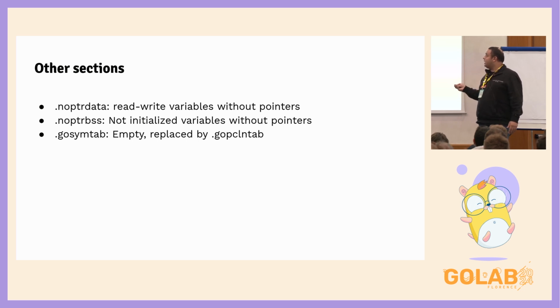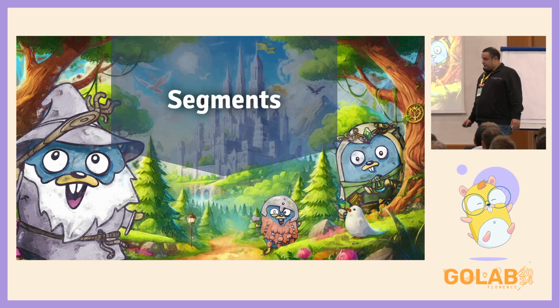And then the Go Sync tab is going to be empty because it was replaced by the Go PCLN tab back in, I don't know if it was Go 1.12 or something like that, but it was replaced in the past. Now it's empty and it's there for compatibility reasons, I think. So now we have seen all the sections that you can have. From one side, you have the sections that are of general usage in the industry, and sections that are specific to Go, like the Go PCLN tab, the Go build ID, all that stuff.